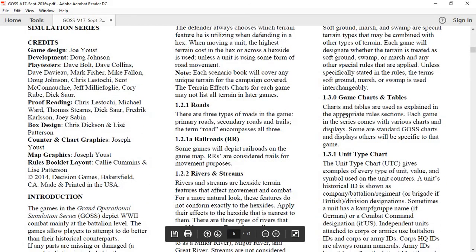Charts and tables are used as explained in the appropriate rules section. Each game in the series comes with various charts and displays. Some are standard GOS charts and displays. Others will be specific to that game.